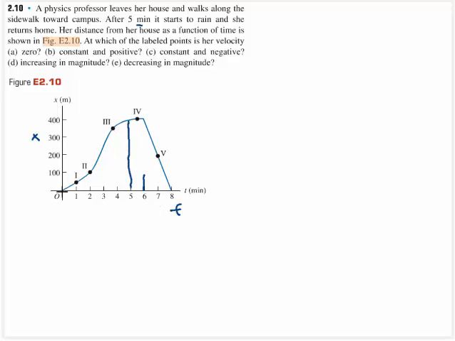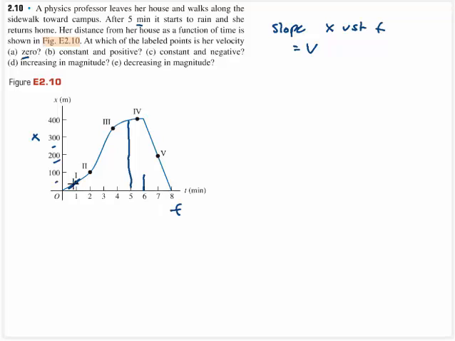You can see here that the professor is getting further and further away from their house. Starts to rain, turns around, comes back. So what we're looking for is where the velocity is 0. We have points 1, 2, 3, 4, 5. Remember that the slope of the position versus time is going to be equal to the velocity.